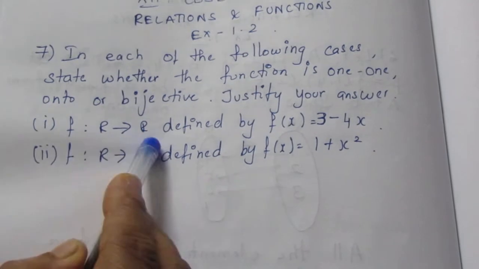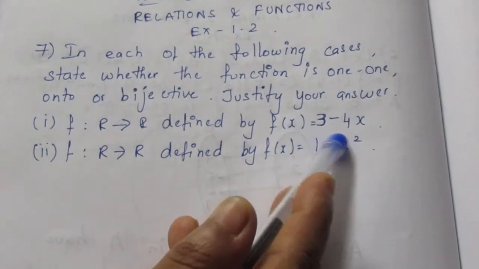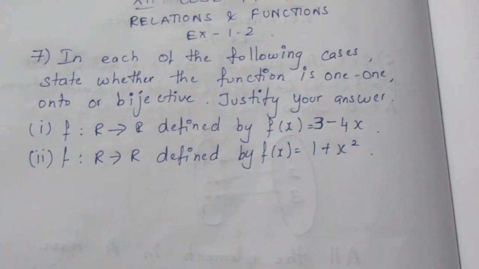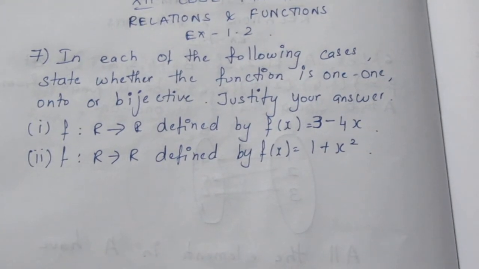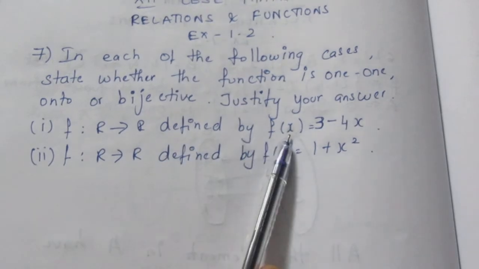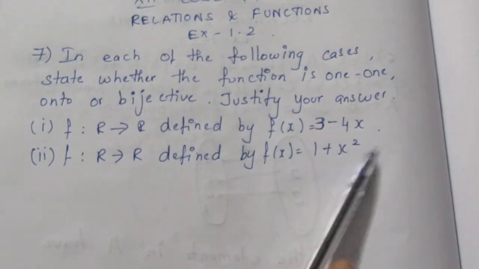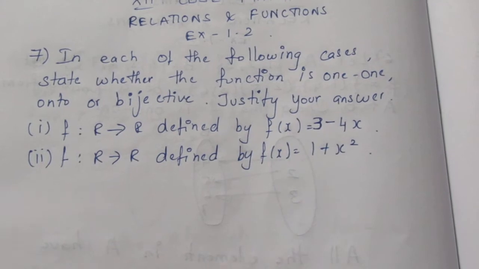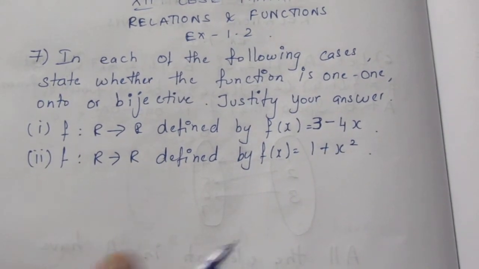In the first subdivision, f from R to R is defined by f of x is equal to 3 minus 4x. f is a function from real numbers to real numbers defined by f of x is equal to 3 minus 4x. It is in the equation form. So let me go with the proof.